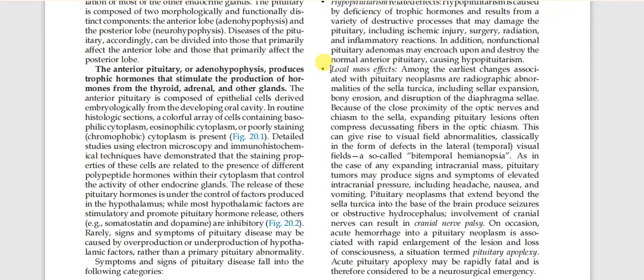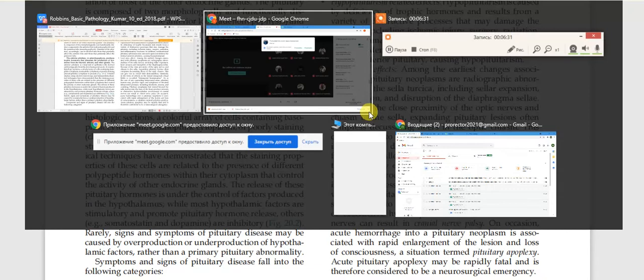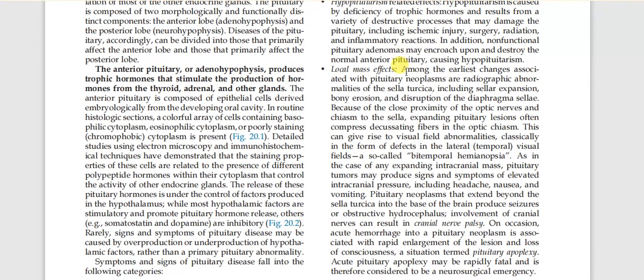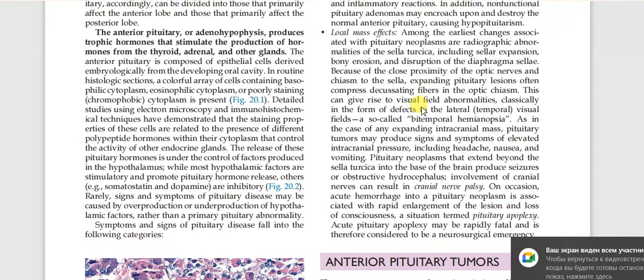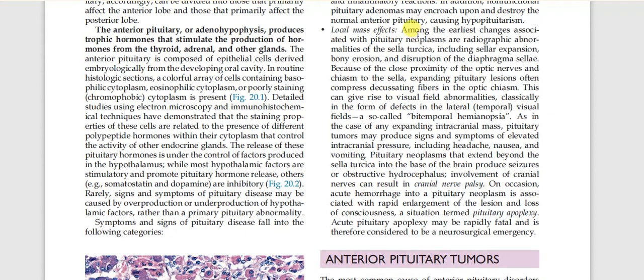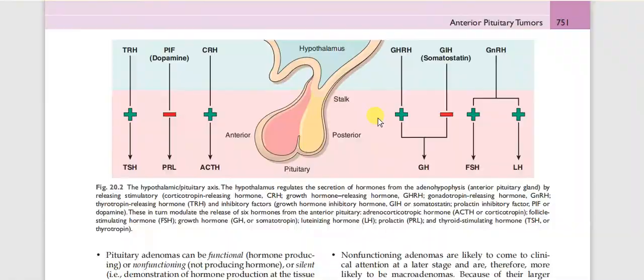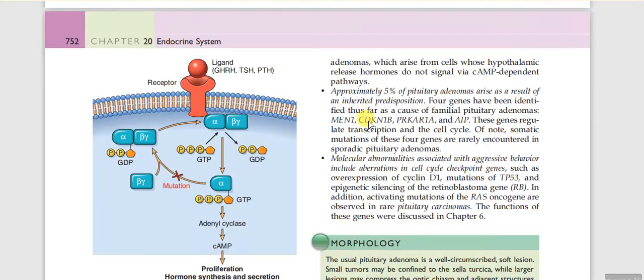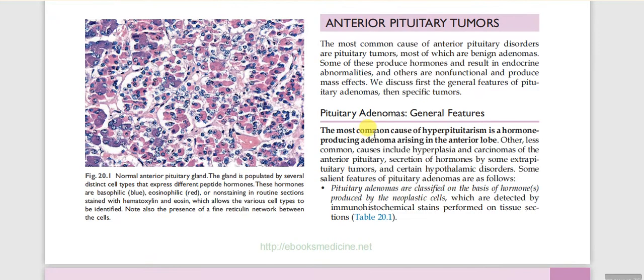symptoms are made by local mass effects. Here I want to remind you of the location of the pituitary gland. The pituitary gland is localized in the sella turcica. Maybe here it will be shown. No, the diagram is not shown.